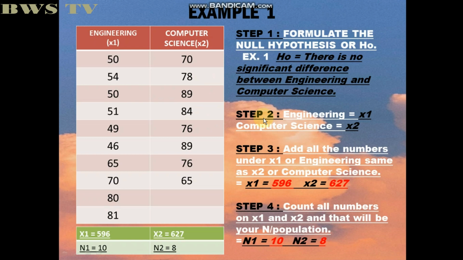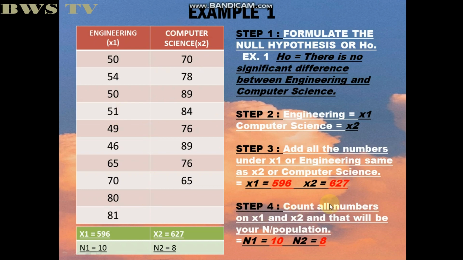Step 2: engineering is x1, which you can see here, and computer science will be x2. Step 3 is to add all the numbers under x1, or engineering, and the same for x2, or computer science. So you have to add all of these. For engineering, the summation of x1 is equal to 596, and for computer science, the summation of x2 is equal to 627.